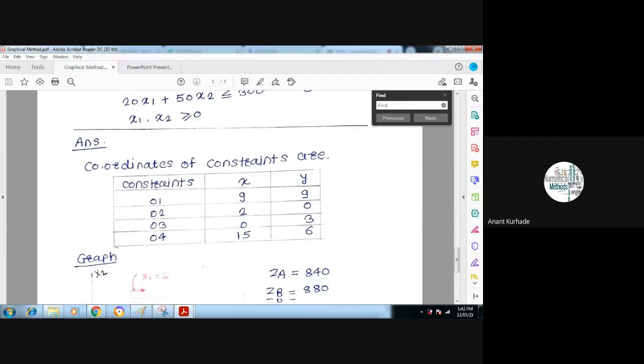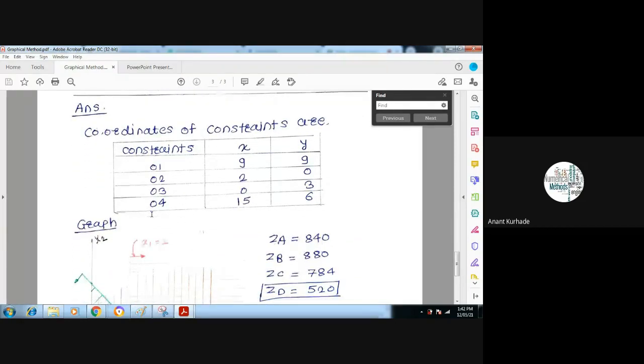Here we have these coordinates. I have written them directly. For constraints 1, 2, 3, 4: first constraint coordinates 9, 9; second 2, 0; third 0, 3; and fourth 15, 6. So now we have provided 4 constraints and found the coordinates also.